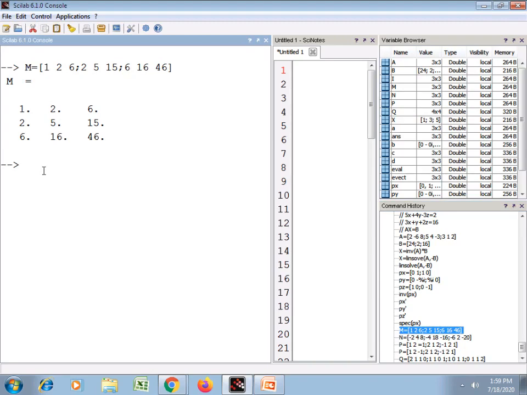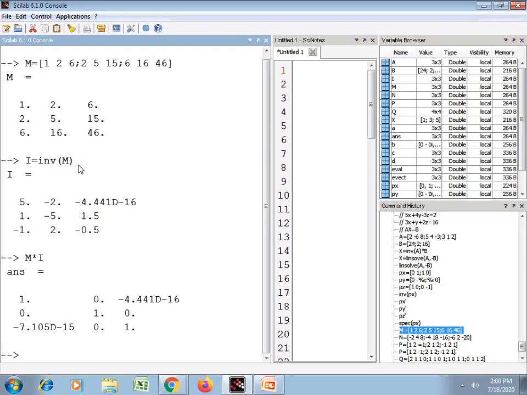Now to get the inverse of matrix M, we have this command, inverse of M. Let this inverse of matrix M be denoted by variable I. Then this command will give you the value of I. So I is the inverse of M. According to the definition, M into I, that is matrix M into its inverse, must be an identity matrix. So this is the identity matrix.